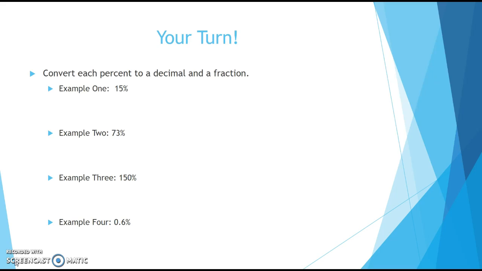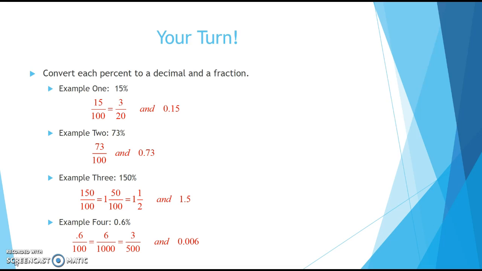Welcome back. Hopefully you were successful with these. So here's our answers. Example 1 is 15 over 100 or 3/20 and 0.15 or 15 hundredths. Example 2 is 73 over 100 and 73 hundredths as a decimal. Example 3 is 150 over 100, which if you made it into a mixed number is 1 and 50 hundredths or 1 and 1/2. And the decimal is 1.5 or 1 and 5/10.